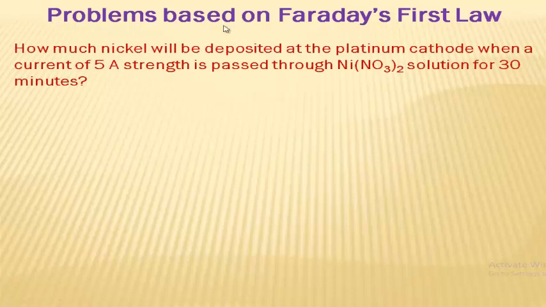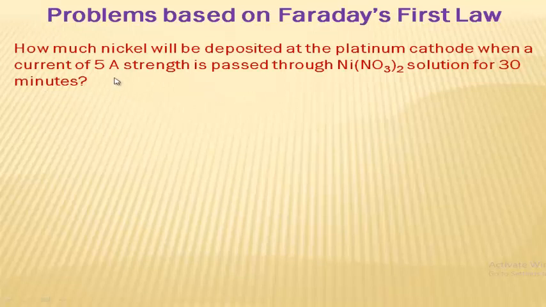For example, how much nickel will be deposited at the platinum cathode when a current of 5 ampere strength is passed through nickel nitrate solution for 30 minutes. Remember the formula, M equal to ZIT or W equal to ZIT. So what is given here? The current I is given as 5 ampere. Also T, time, is given as 30 minutes. You have to convert it into seconds.